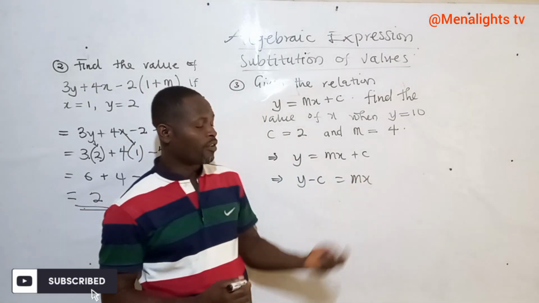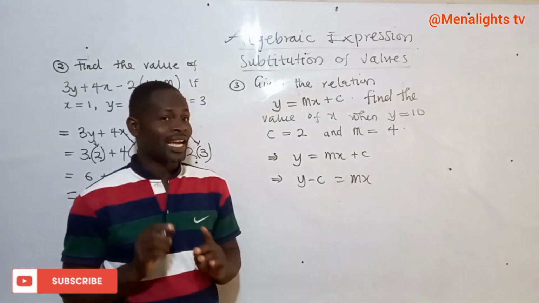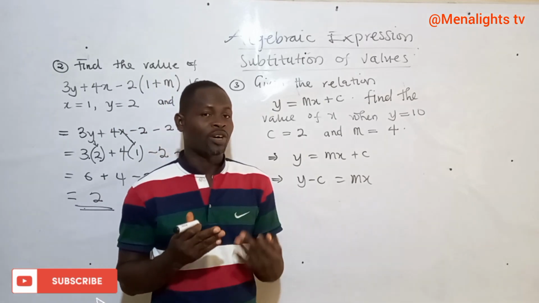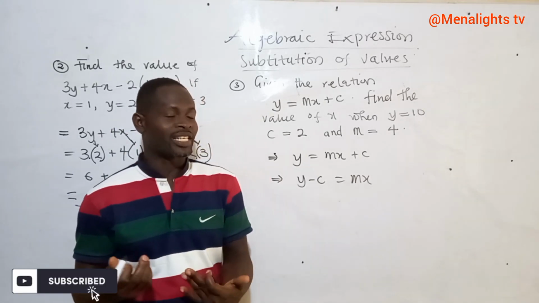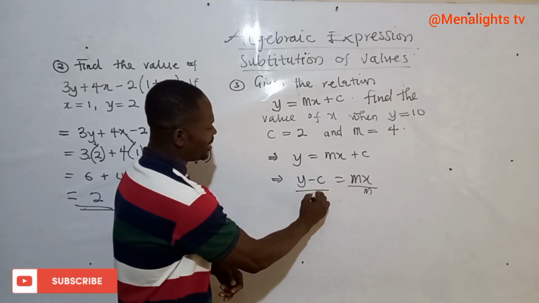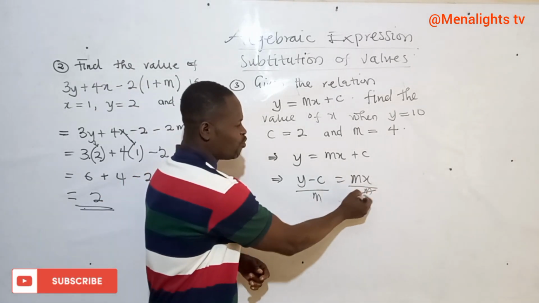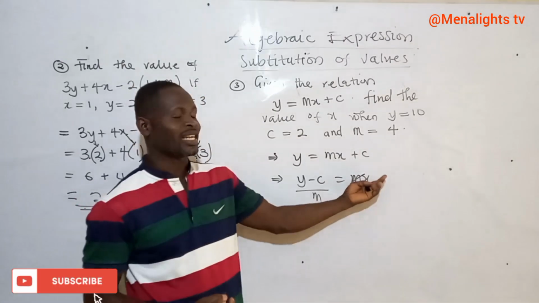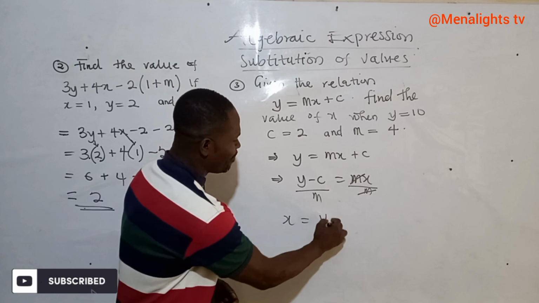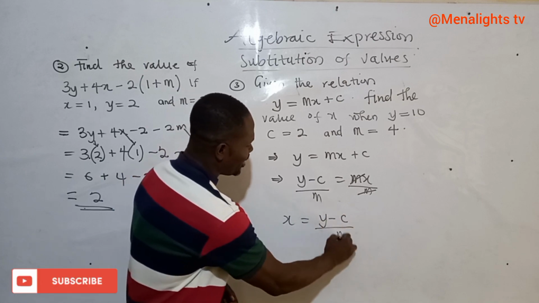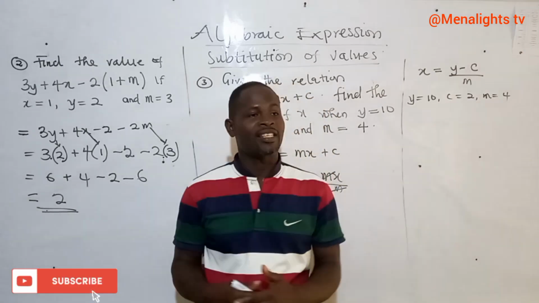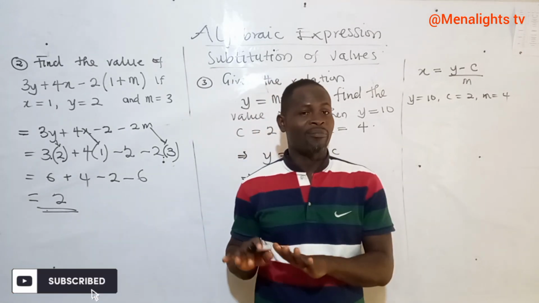Now since we want to make x the subject, that means the x has to stand alone. So what we have to do is divide both sides by what? M, because the m is being multiplied with x. So divided by m, and this side also by m. So here the m will cancel the m here, then we are left with x there. So which means our x is equal to y minus c over m. So now that we have x equal to y minus c divided by m, that means we have made x the subject.